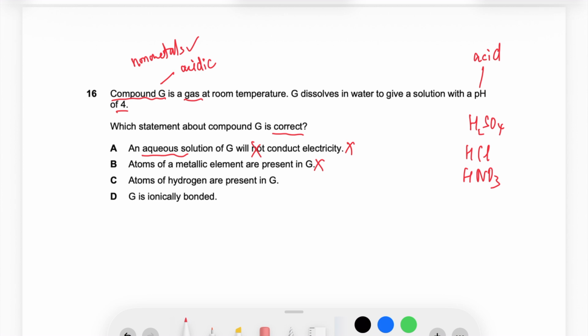They are all non-metals. Atoms of hydrogen are present in G. Hydrogen is a non-metal, so it is possible. But besides hydrogen there should be another non-metal. G is ionic bonded. This is wrong, because it's a gas. Ionic bonded compounds have high melting and boiling points, so there's no way it can be a gas. So it's out. The only possible answer will be C.